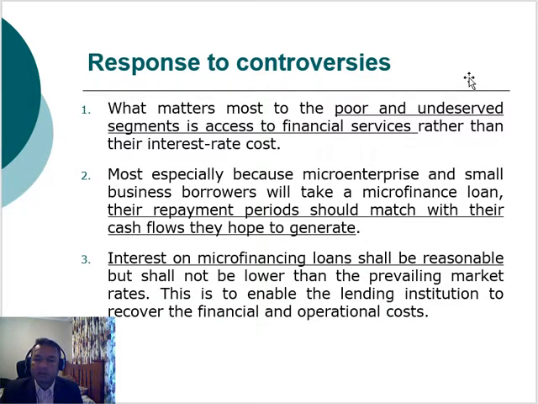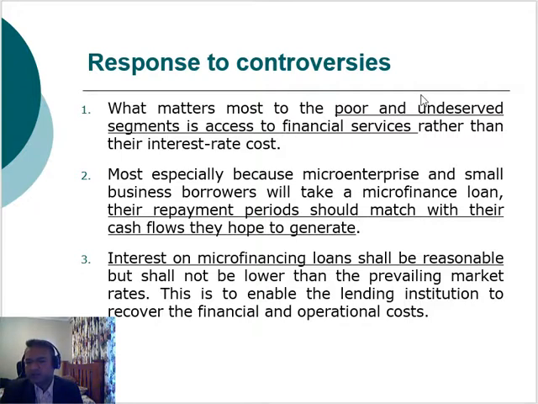However, there are some responses to these controversies. What are these responses? What matters most to the poor and the underserved segment is access to financial services rather than the interest cost, because for most of the poor and vulnerable people in this society, about 4 billion people, the most important thing is access to the financial services that they require in order to be self-independent.